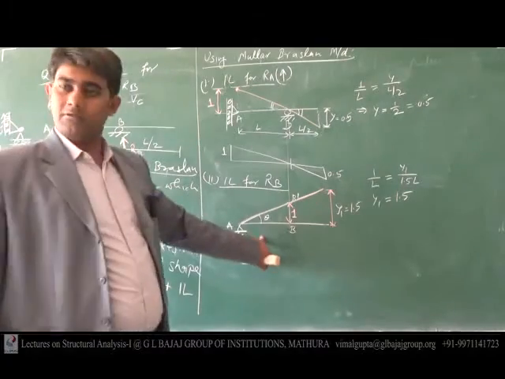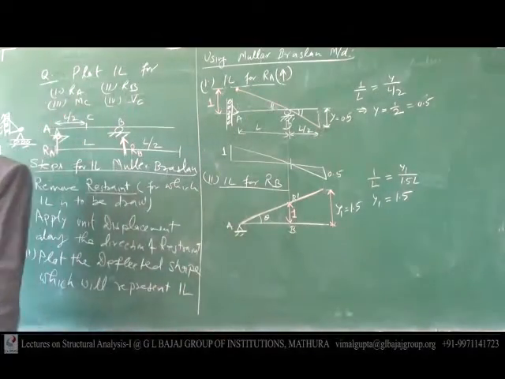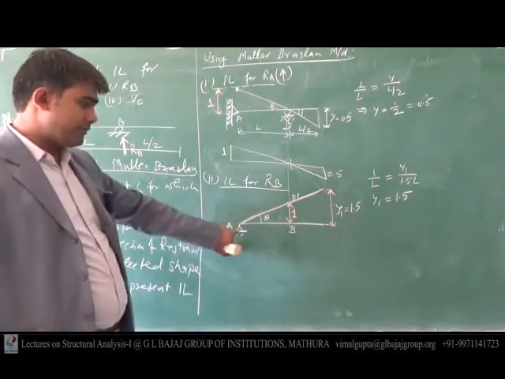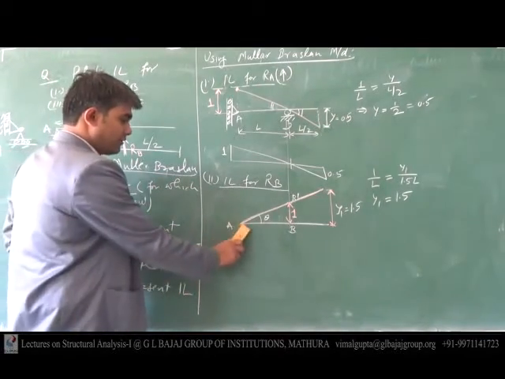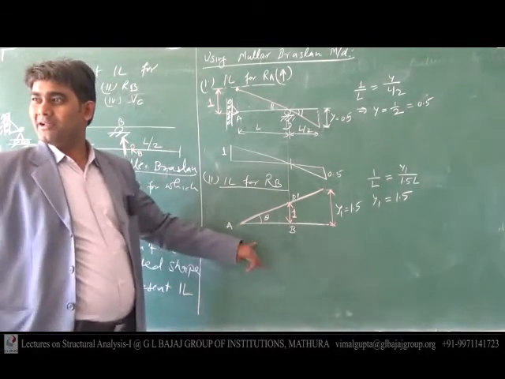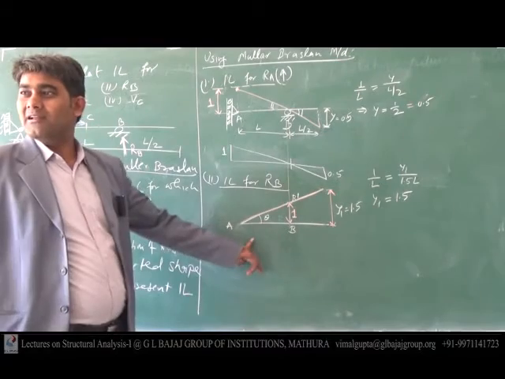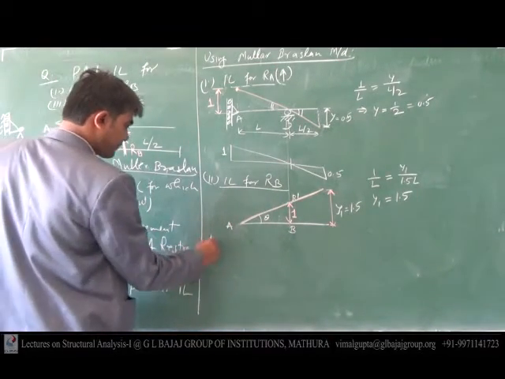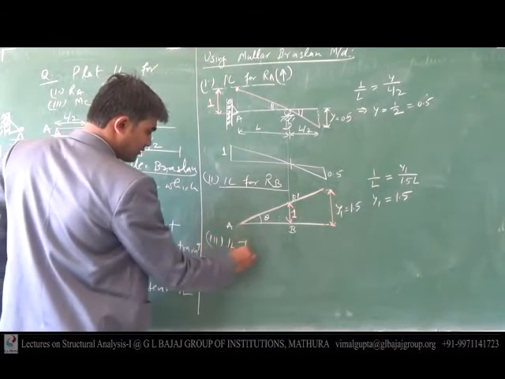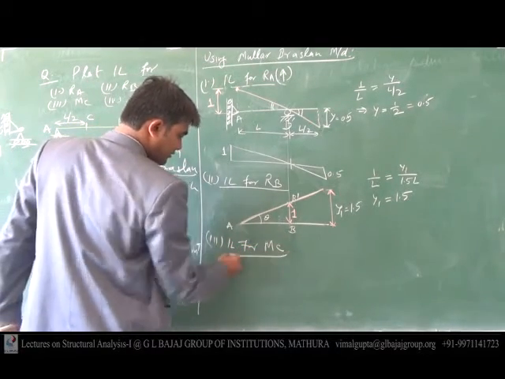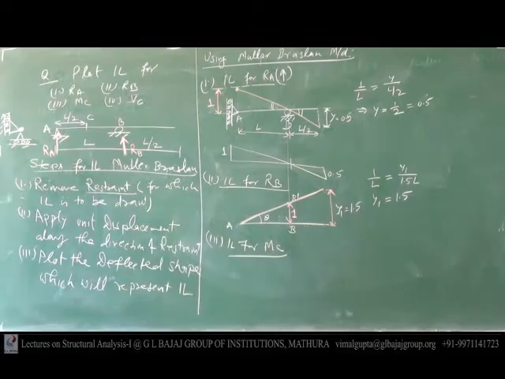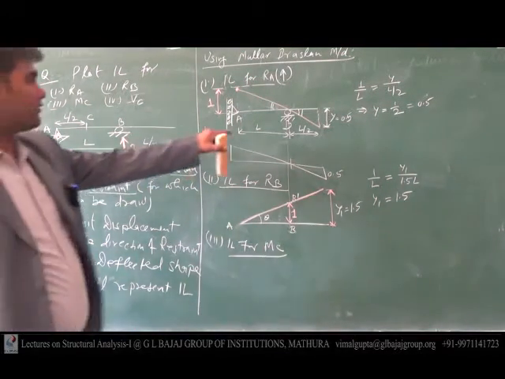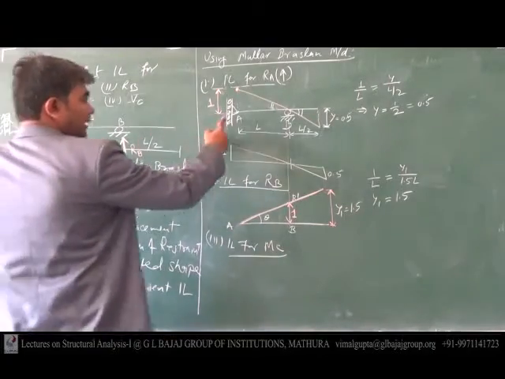How many of you made it correct? Okay, no problem. Remove this support. There is no need to have that support. It's just only for your imagination. Next is IL for which? MC. IL for MC, bending moment at point C. C is at the midpoint of segment AB.